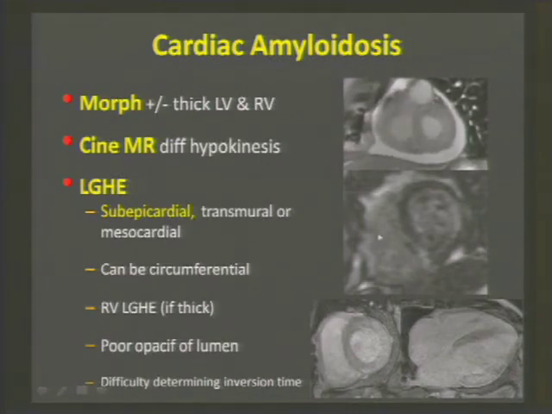There was also some delayed enhancement of the right ventricle. That's usually seen if somebody has right ventricular thickening as well. Here's a different patient, which I showed earlier. You can see that there's transmural delayed enhancement, and it's involving almost all of the walls of that left ventricle.